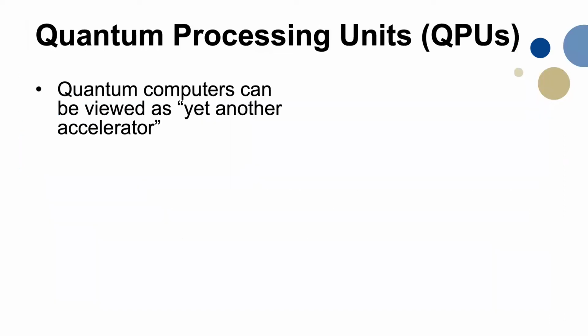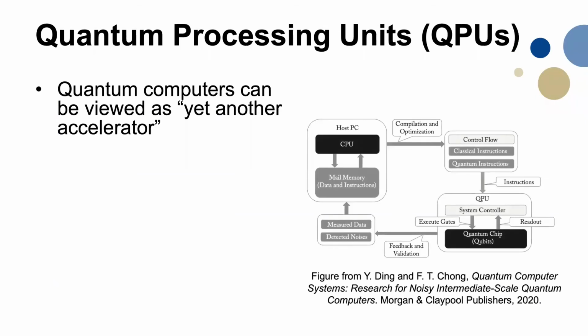So from this perspective, you can look at quantum computers as yet another accelerator. In this view, I took this figure from Ding and Chong, who wrote a recent book about computer architecture research in the direction of quantum computers. And it's a bit similar to what you've seen. There's the CPU that does the management functions, and there's actually quite a lot of that going around, and then the actual quantum computation is a relatively small part.